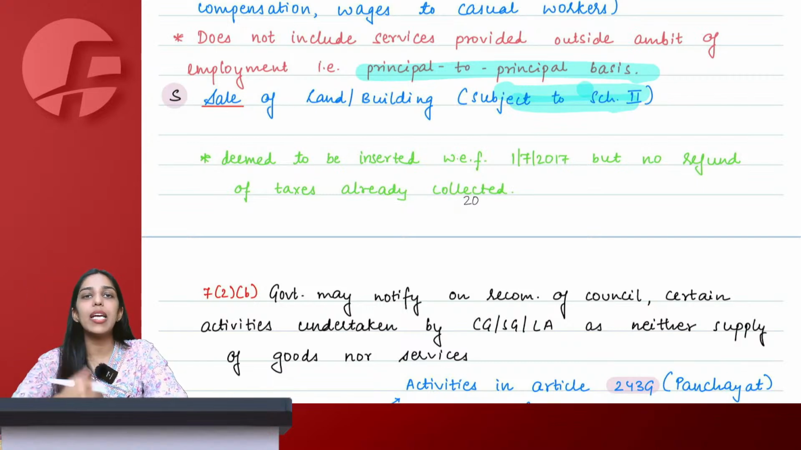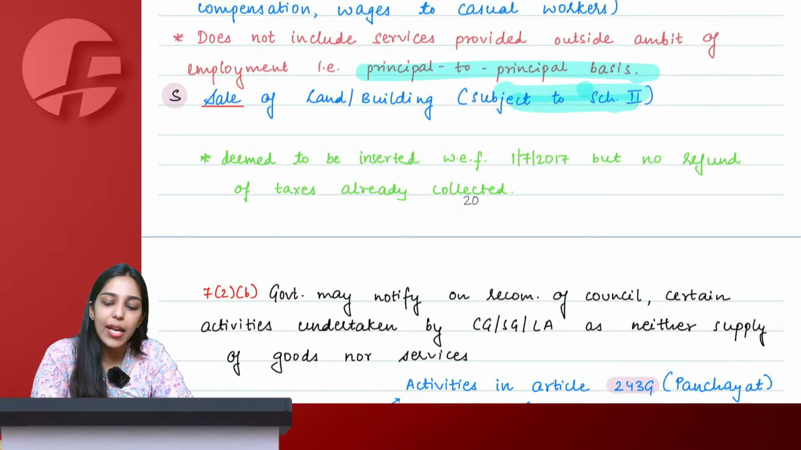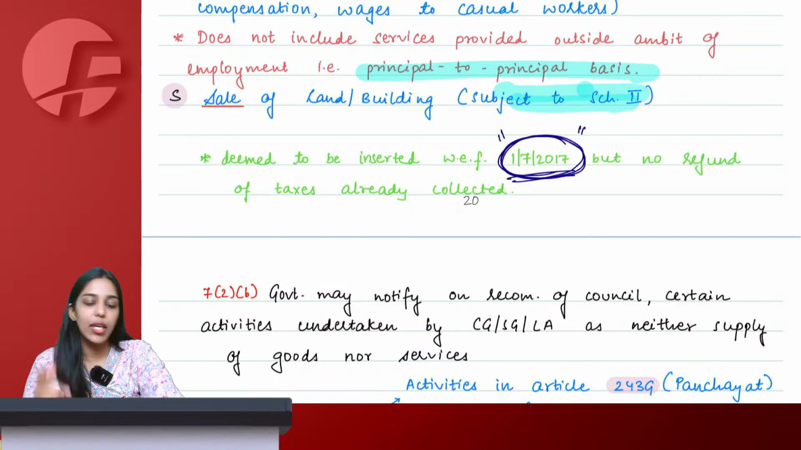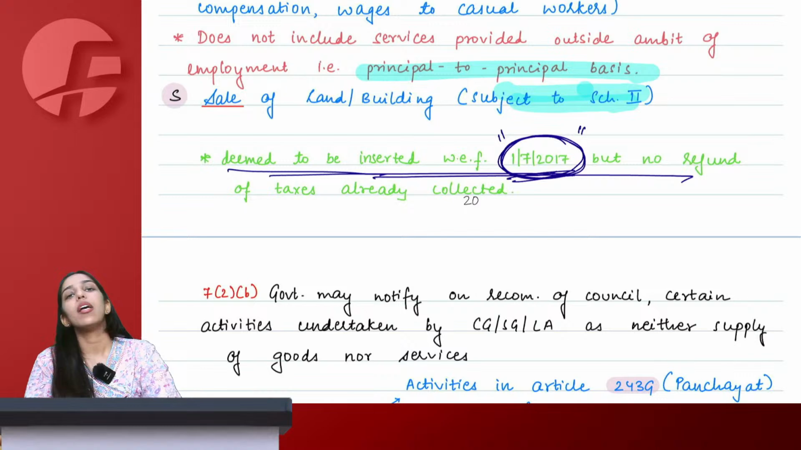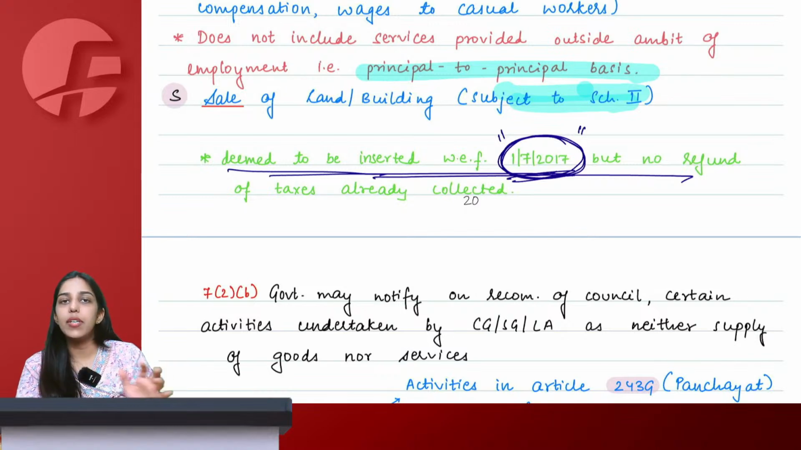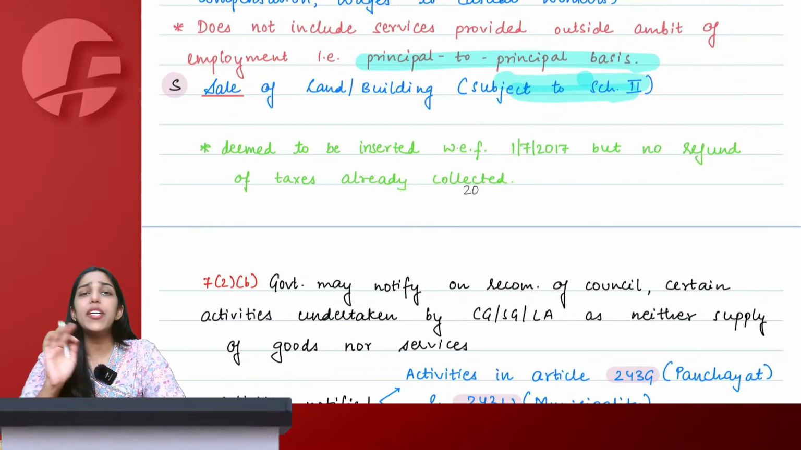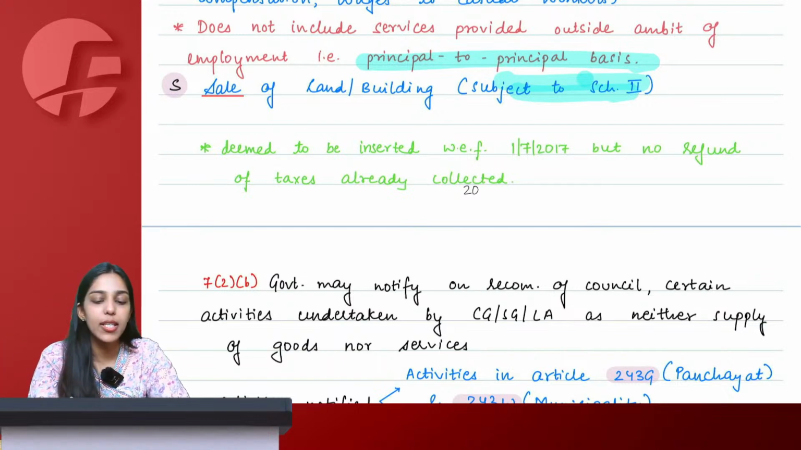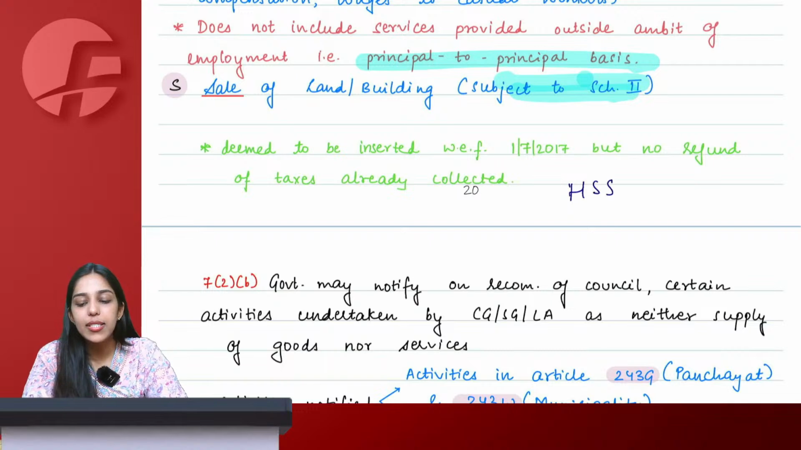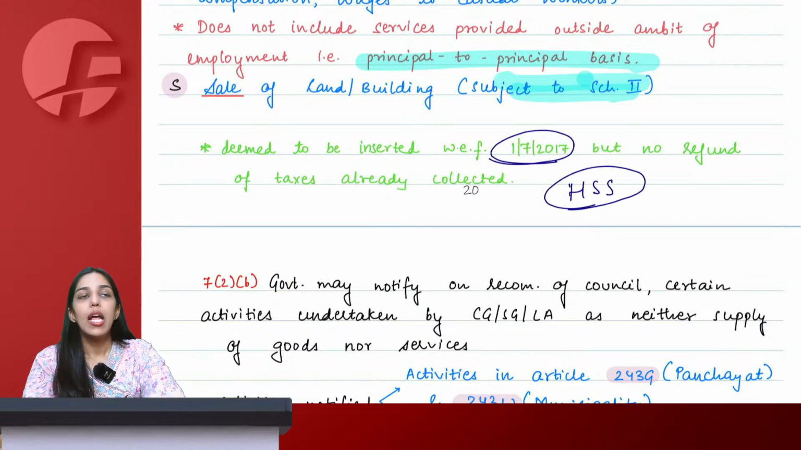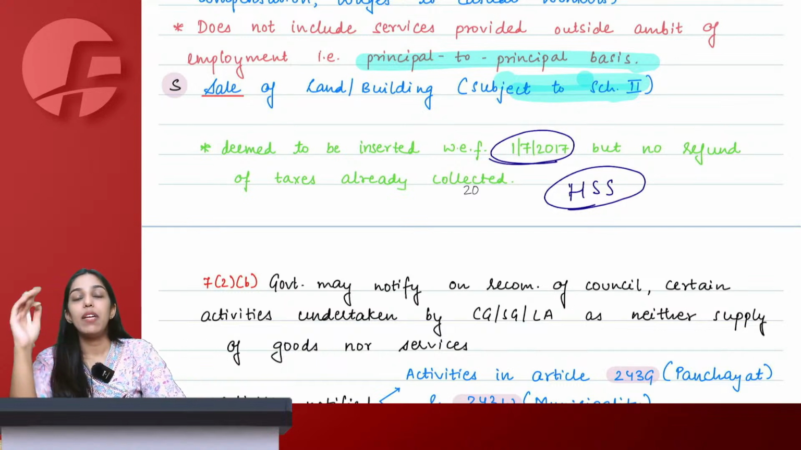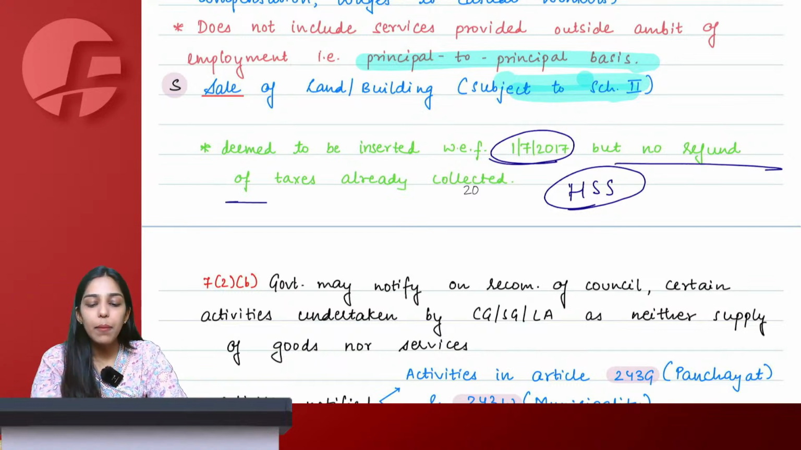However, now government came out with an explanation saying that we are assuming as if we had inserted them from 1st July 2017 only. We deemed it to be inserted with effect from 1st July 2017. However, if at all you have paid any taxes, then please now do not come and ask refund for the same. So let's say I made a high sea sale in July 2017. At that point of time, it was not in negative list. So I paid GST on the same. If you have paid, forget it. Do not come for the refund.